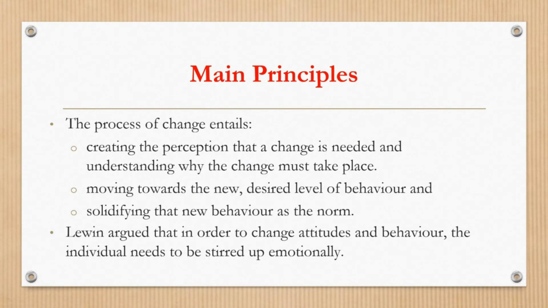The main principles of Lewin's three-step model entail creating the perception that change is needed and giving others the understanding of why the change must take place. It also involves the actual change, which is a systematic movement towards the new desired level of behavior, and the solidification of this new behavior as the norm. Lewin also believed that in order to change attitudes and behaviors, the person being changed must be stirred up emotionally and have a thrust to evoke such a change.